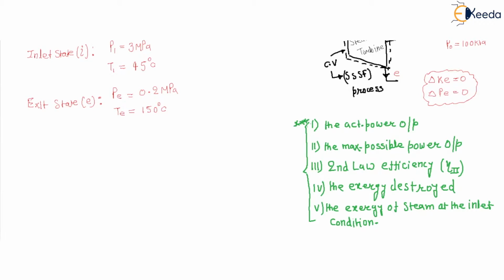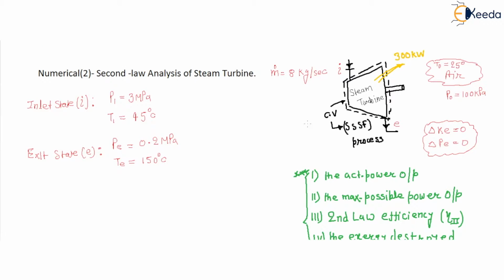Now, what is the situation given? I am repeating. Steam enters a turbine steadily at 3 megapascal and 450 degrees centigrade. This is 450, not 4. So the steam enters the turbine at a temperature of 450 degrees centigrade.